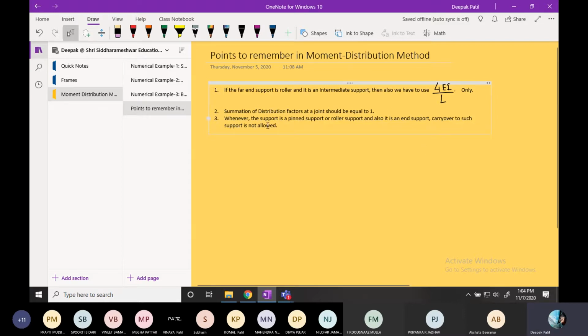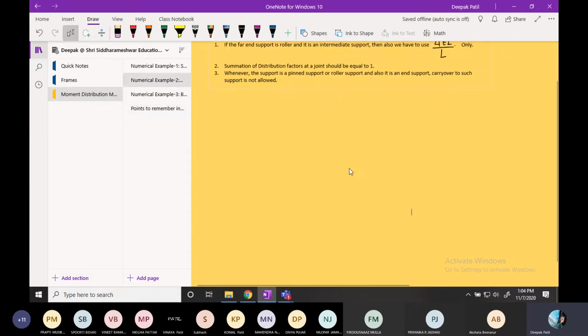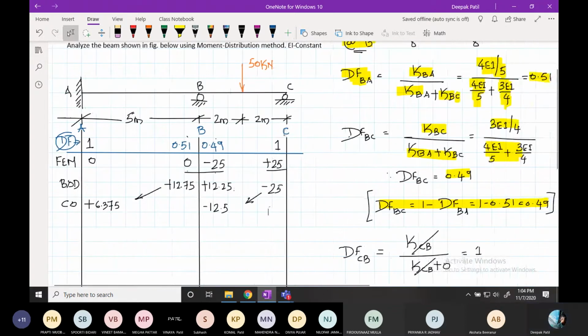Did you get it, my students? Whenever the support is an end support, which we can see here, and it is a roller or pin support, you should not carry over to that kind of support. Are you clear? Yes, sir. Okay, so this completes the first cycle.